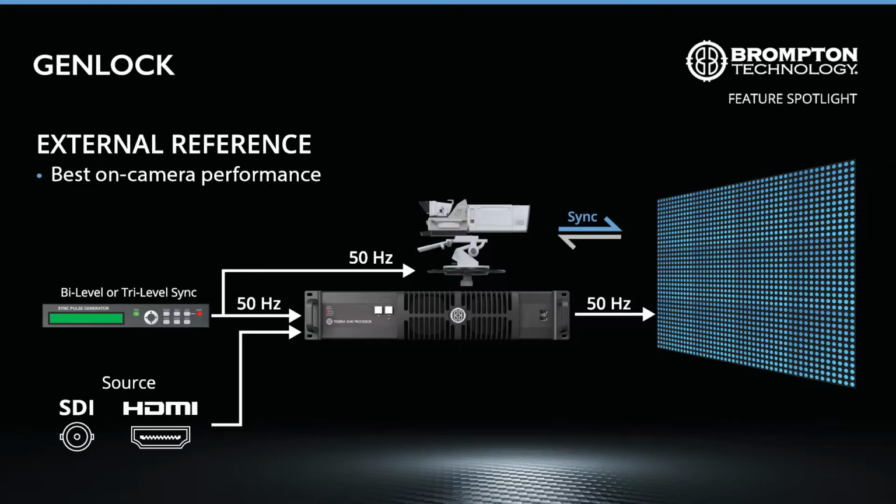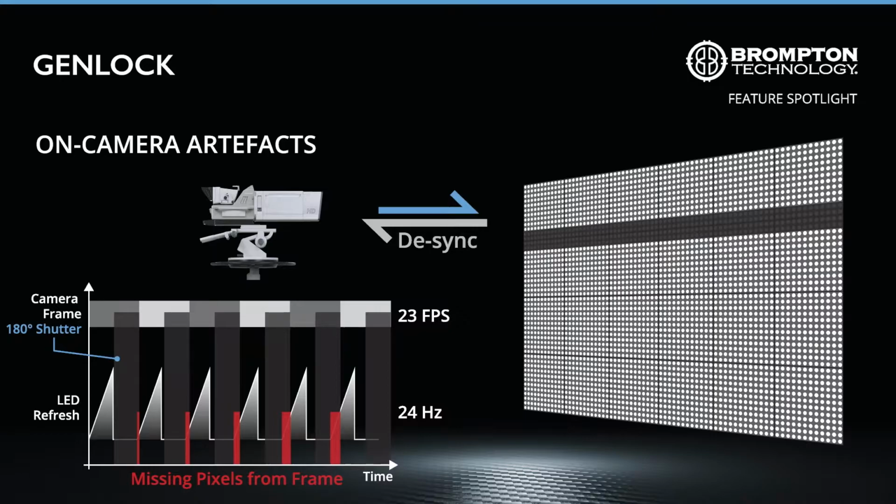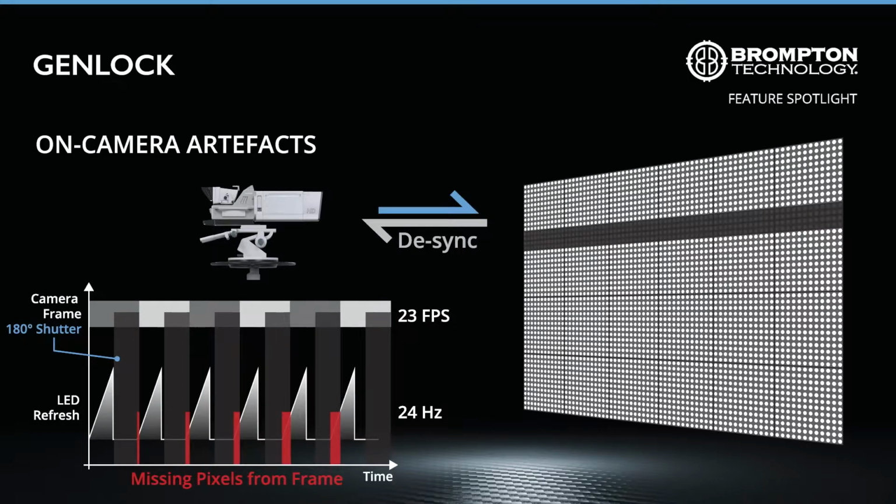Processors that accept an external reference are compatible with both bi-level and tri-level synchronization pulse generator signals. This is the ideal setup to genlock cameras and screens together and avoid artifacts while filming an LED screen. Black bar artifacts appear when there is a mismatch between the screen's refresh rate and the camera's recording frame rate. Genlock ensures the camera and LED screen are always synchronized, making it an invaluable feature for filming live sets that use LED screens.